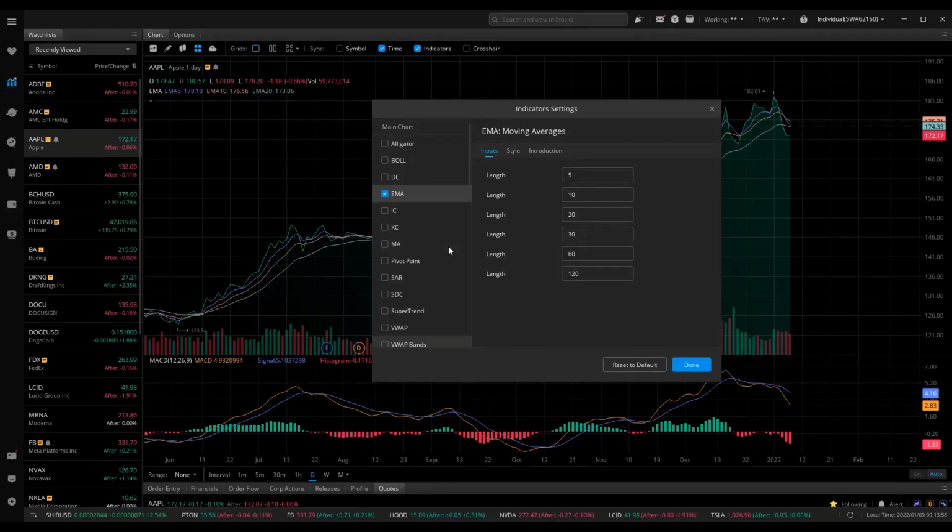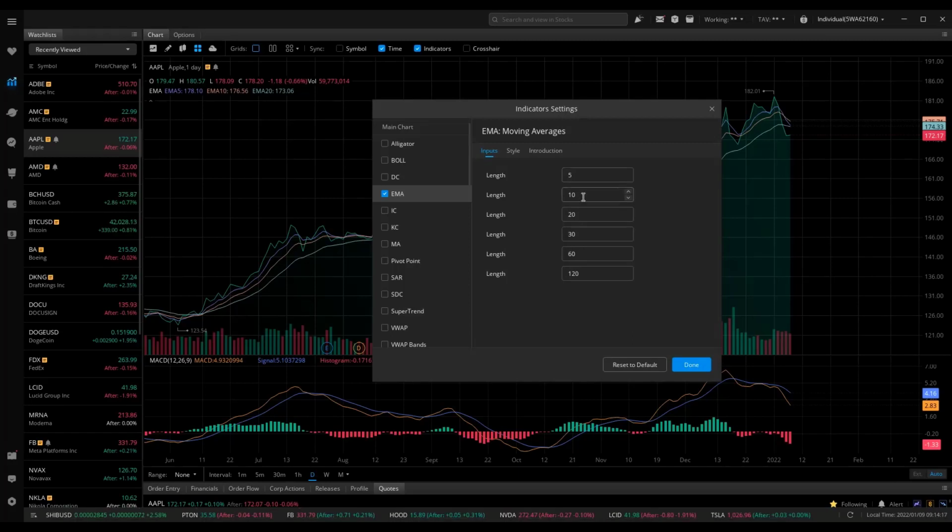But you can try out many different ones. Now you have lengths over here. We have by default 5, 10, 20, 30, 60, 120. These represent trading days or maybe minutes. And so a 5 trading days basically represents a 1 week moving average.